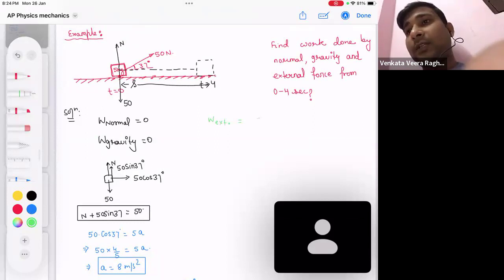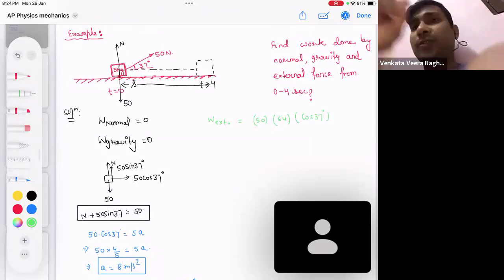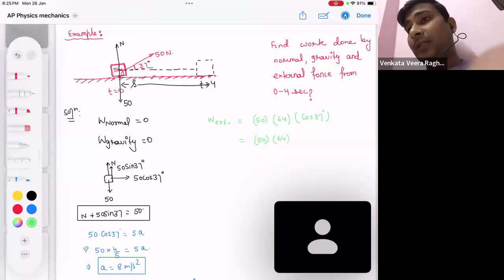The force is 50 Newton, displacement is 64 meter, and the angle between force and displacement is 37 degree, because the force is always applied at 37 degree to the horizontal. So that's why the force and displacement are always making a 37 degree angle. So force times displacement times cos 37, which is 4 by 5. So 5 into 10 is 50, and 4 into 4 is 16, 64 into 40, 2560 joule.